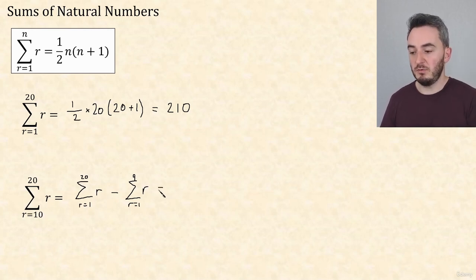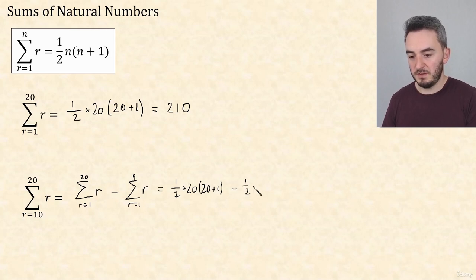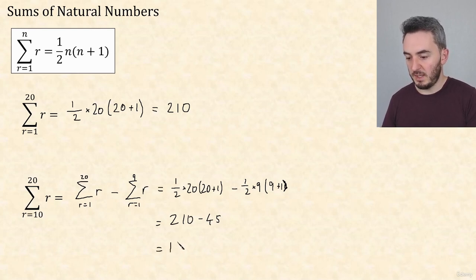And now we just apply our rule to both of these. So that's half times 20 times 20 plus 1, minus this one, which is half times 9 times 9 plus 1. 9 plus 1, not 9 plus 10. So what do we get? We get our answer from before, which is 210, minus 10 times 9 over 2, which is 45. And our answer here is 165.